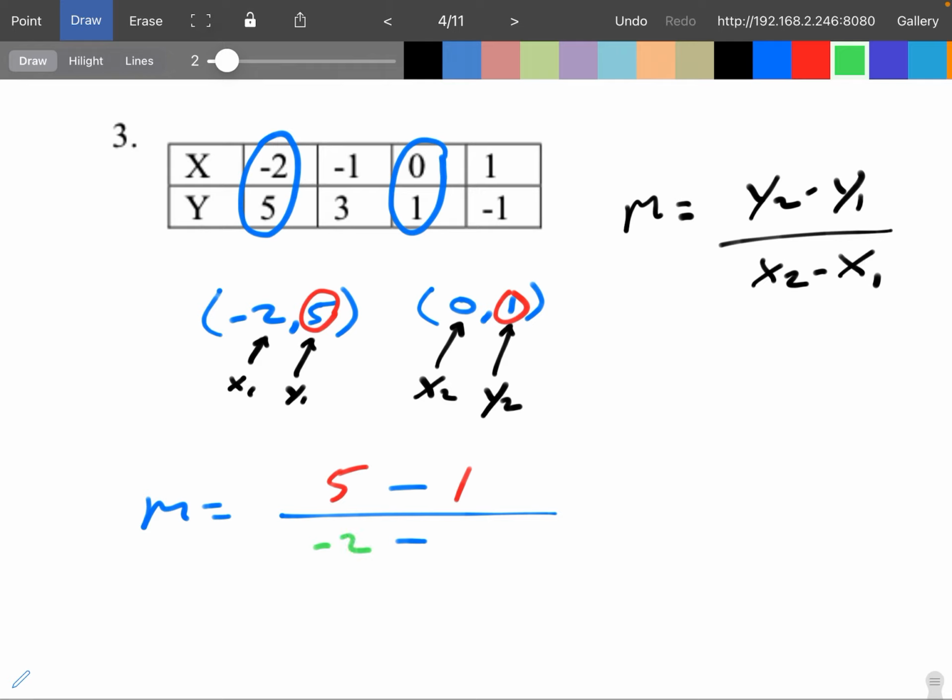And then what are my x values? Yeah, and I got to go in that order, right? If I started with this point to get the y value of 5 right here, then I need to start with this point's x value, or x coordinate. So I'm going to do -2 minus 0. That's my x value right there. This is my other x value. So anyway, my x values are -2 and 0.